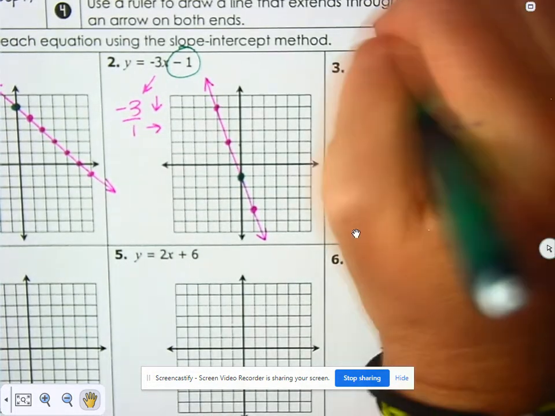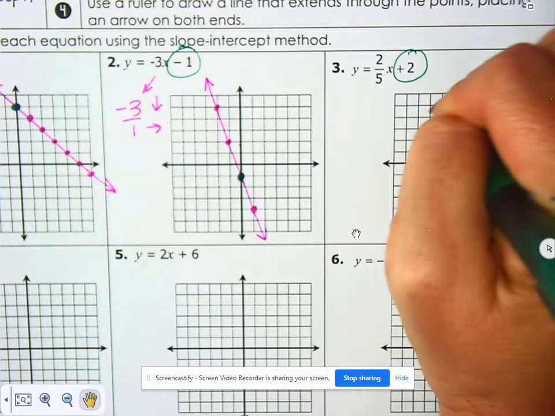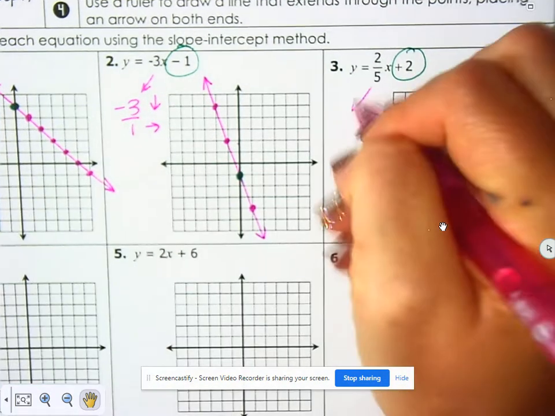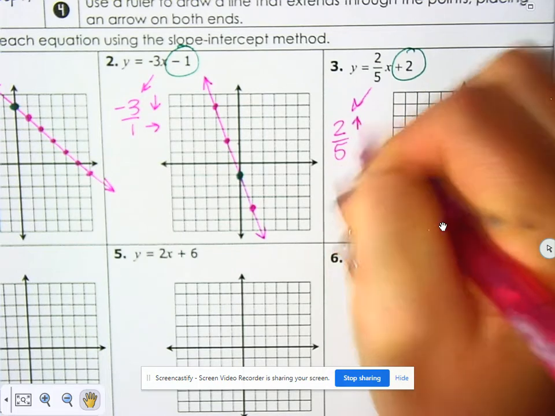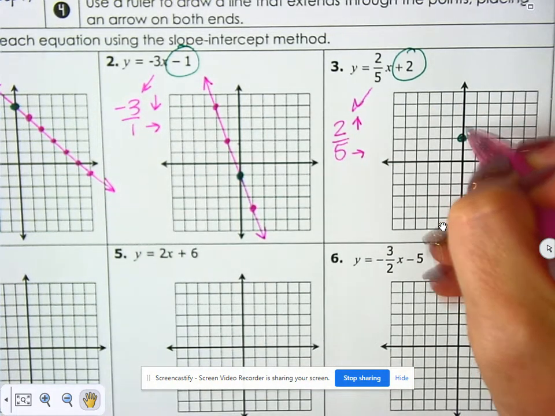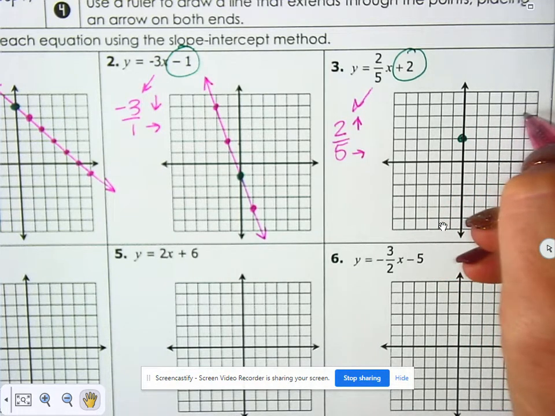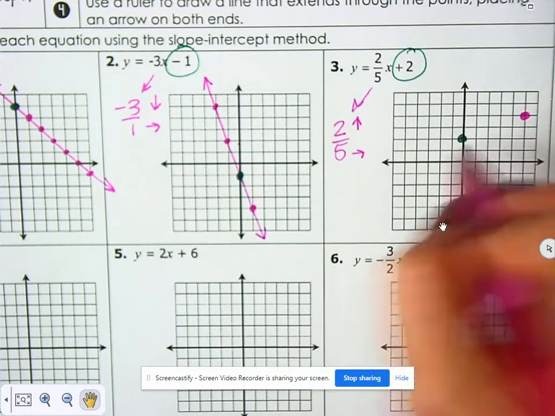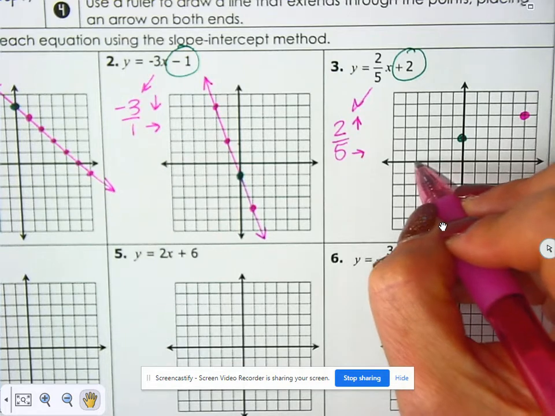All right, number 3, we're going to start at plus 2, so I'm going to put a point there. And 2 over 5 means up 2 and right 5. So I'm going to go up 2 from my y-intercept, up 2 and right 5. Okay, I can go down 2 and left 5.